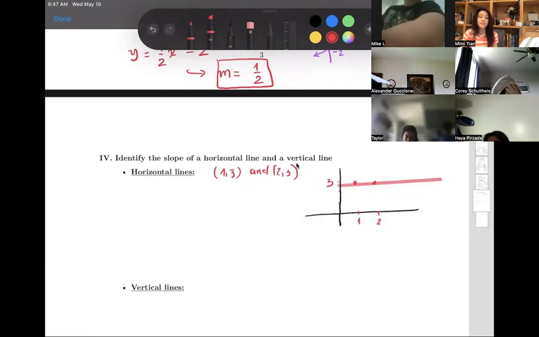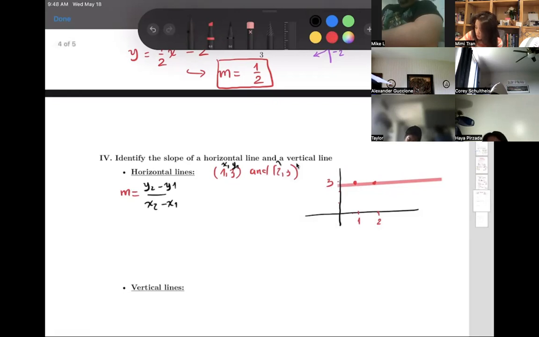It's a horizontal line, right? So what is the slope of a horizontal line? I don't know, so I'm going to use the definition: m equals y2 minus y1 over x2 minus x1. Again, you label them: this is my x1, this is my y1, x2, y2. Plug it in. So I have y2 is 3 minus y1 is 3, and then x2 is 2, x1 is 1. 3 minus 3 is 0.